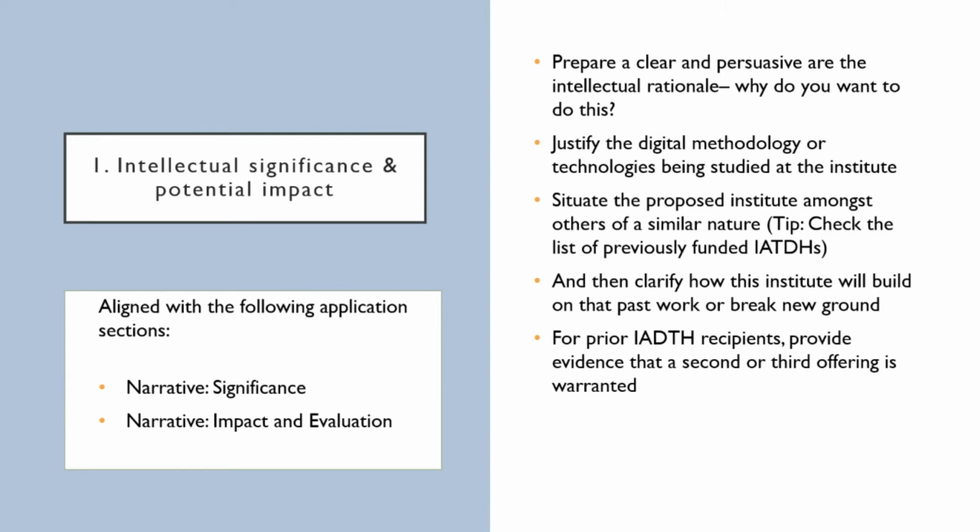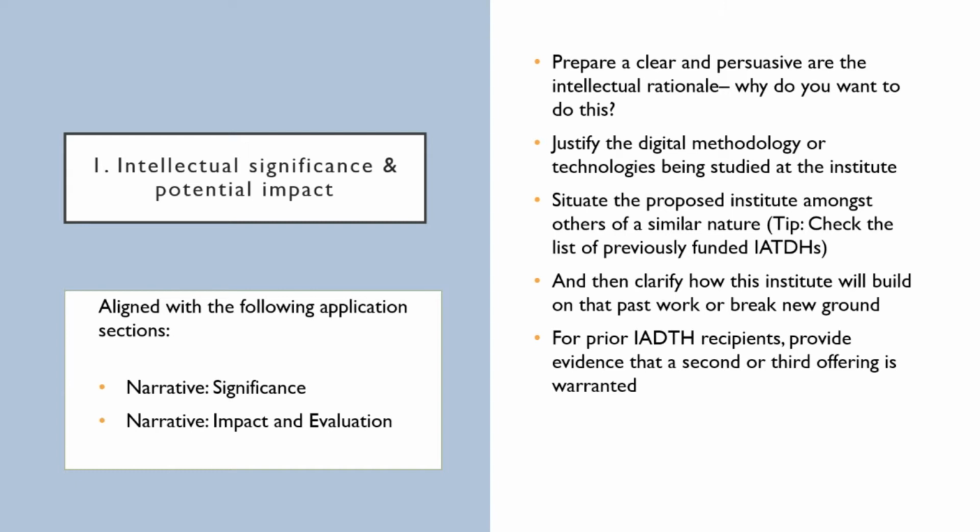Criterion 1 is the intellectual significance and potential impact. We are the National Endowment for the Humanities, so humanities significance is, of course, our first review criteria. You'll want to use the significance as well as the impact and evaluation sections of the narrative to make your argument that your proposed professional development opportunity is important and needed. Ensure that your intellectual rationale is clear and persuasive. In other words, why do you want to do this?